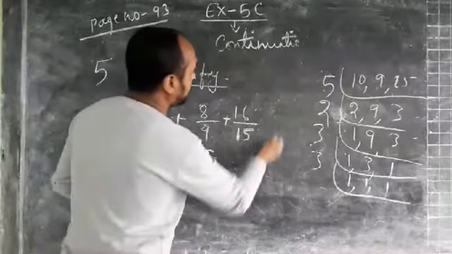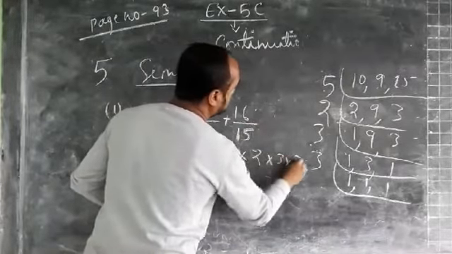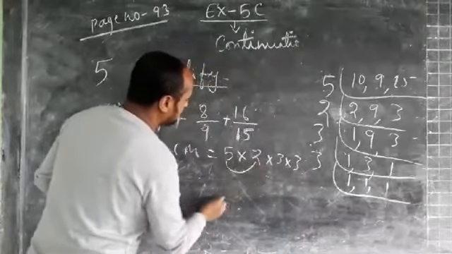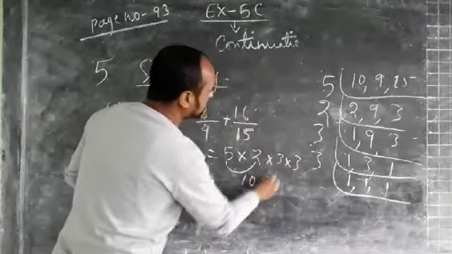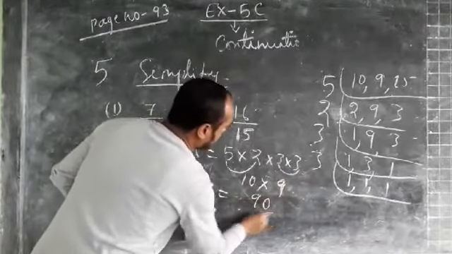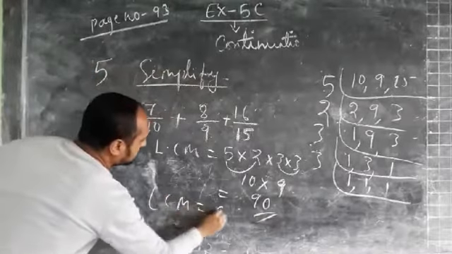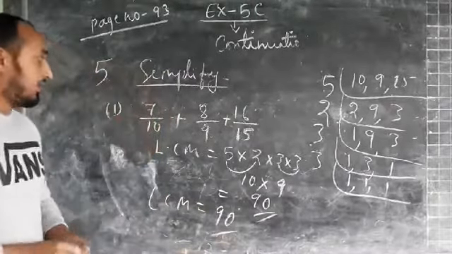LCM equals to, we have 5 into 2 into 3 into 3. So 5 2s are 10 into 3 3s are 9. So here 10 into 9 we are getting 90. That is LCM equals to 90.